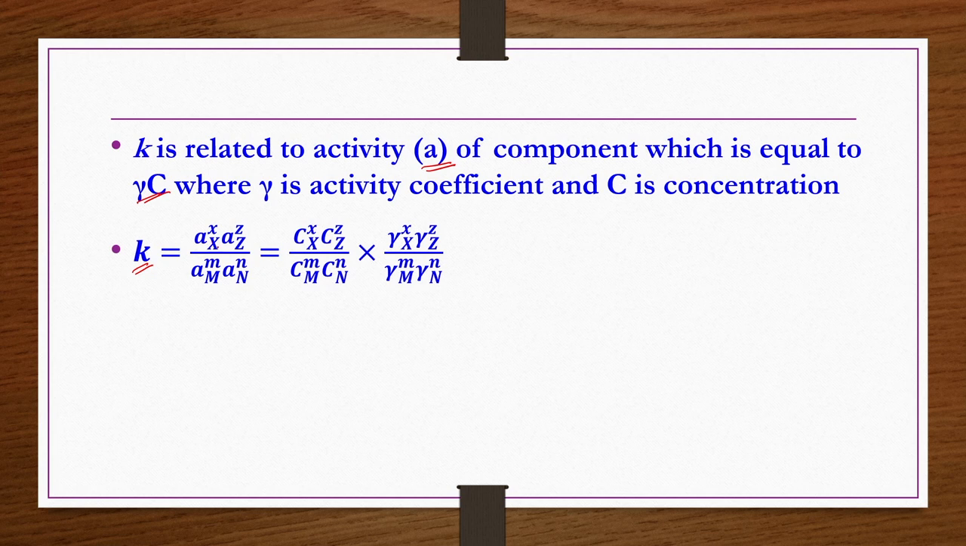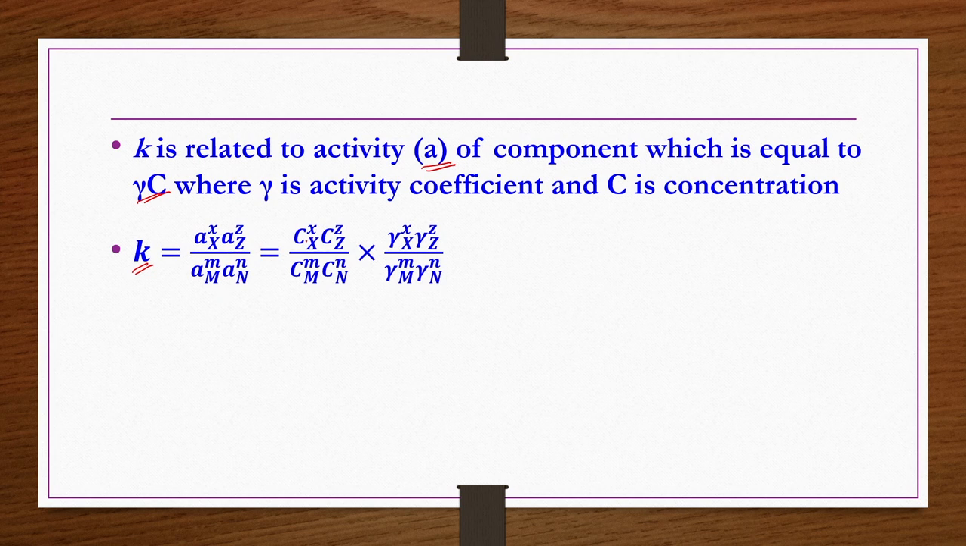The suffix capital X stands for the activity of component x. The power small x stands for the stoichiometric coefficient of that particular product x in the reaction we have taken, mM plus nN giving rise to xX plus zZ, right? Similarly, it is for z, m and n. A is nothing but activity.